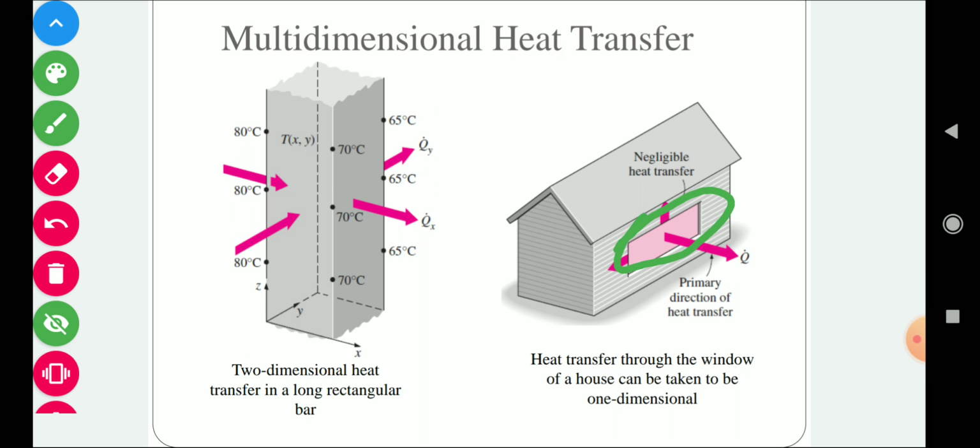The wall of the house will also be maintained at some uniform temperature. It means there is no temperature variation along the length and height of the wall, and the temperature variation will be only along the thickness of the wall. So heat will transfer from inside of the house to the outside of the wall, and there is no significant temperature variation along the height and length of the wall. So heat transfer along those directions will be negligible. This is an example of one dimensional heat transfer, where heat is transferring only through the thickness of the wall.